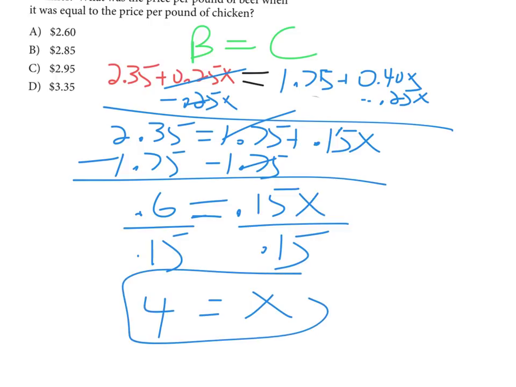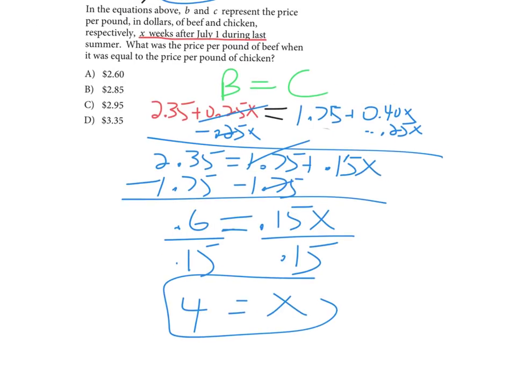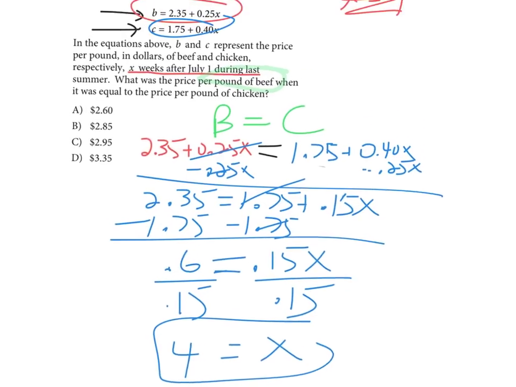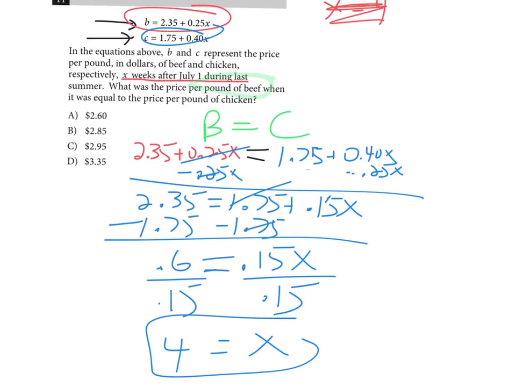So the price of these two things was the same 4 weeks after July 1st. And that's not what the question was saying. It doesn't say how many weeks were the prices equal. The question is saying, what was the price per pound of beef when it was equal to the price per pound of chicken? Well, I know that x is 4, so that means 4 weeks after July 1st, these two things were the same. So I want to know what was the price per pound of beef.